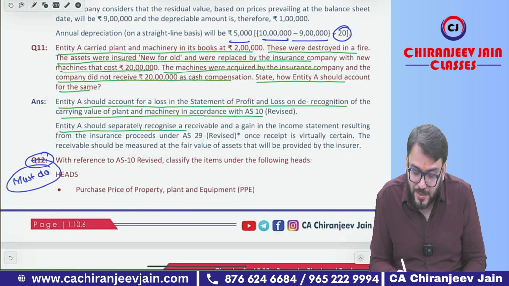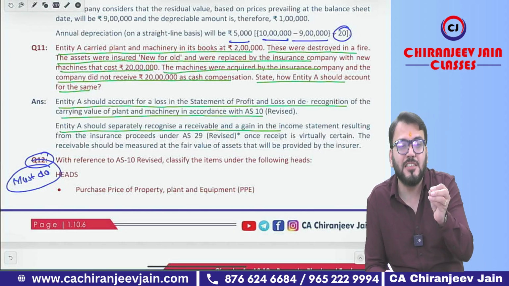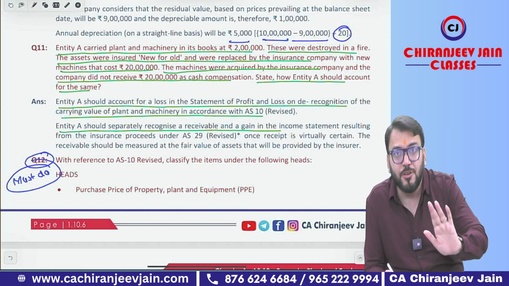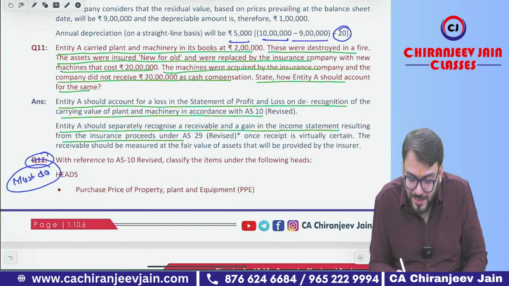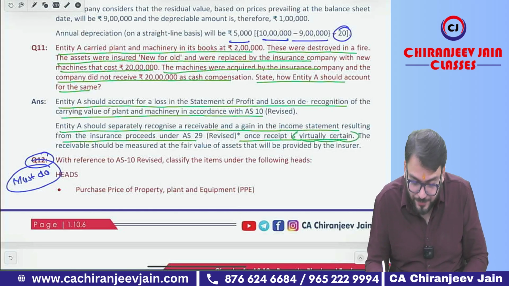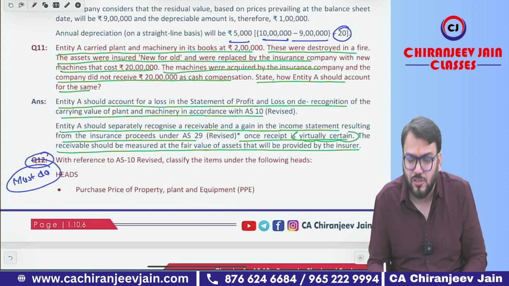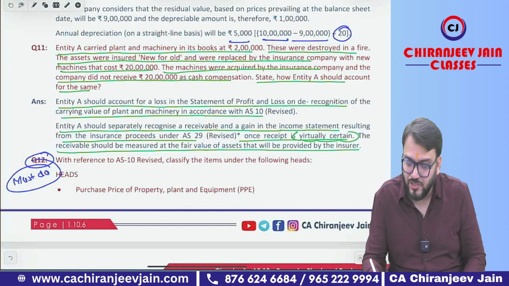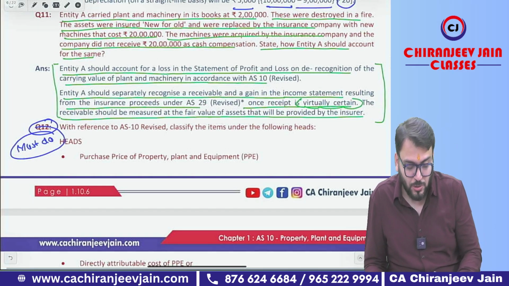NTDA should separately recognize the receivable. First they will show the receivable in PL, and then the receivable will be in the form of machinery account debit. The income in the income statement resulting from the insurance proceeds under AS29 is recognized once receipt is virtually certain. What did I say? Virtually certain. The receivable should be measured at the fair value of the asset that will be provided by the insurer. So it will be recognized at fair value. From that information, I think it will be 20 lakh only. Now, whether this question is important, I don't know, but you have understood?